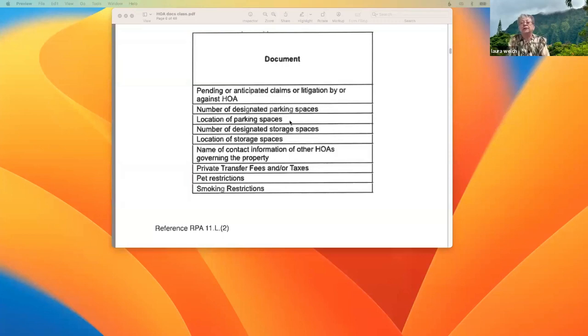For instance, an example of spaces: 101 Alma in Palo Alto is a high-rise condo building, and they have not only designated parking spaces, they also have storage lockers. So in a case like that, we would need to see both, because we have to have it in writing, where they are.